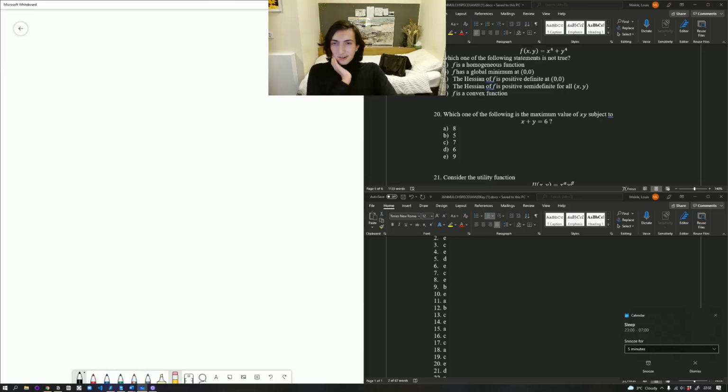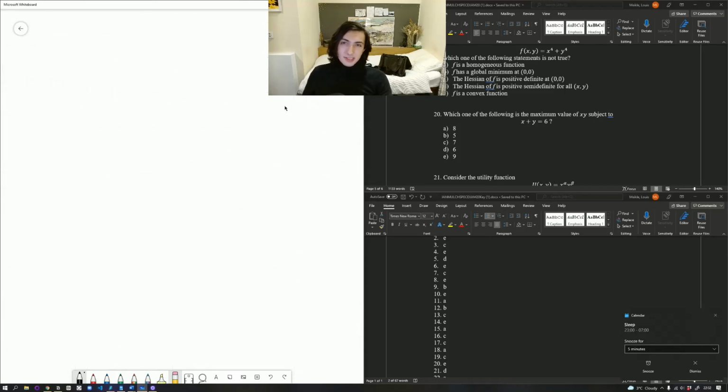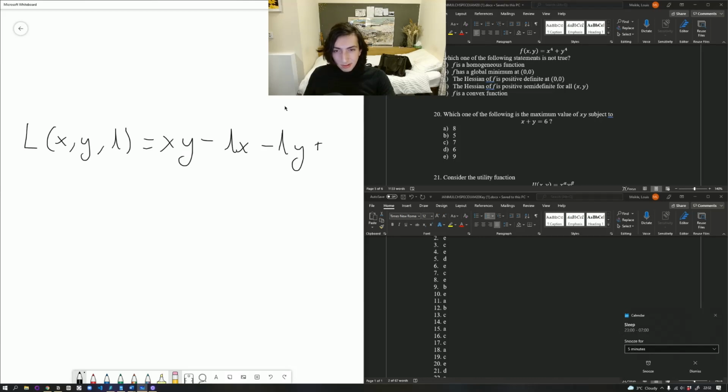I'm very sorry. Anyway, we're going to minimize this function with respect to the constraint x plus y equals 6. So L, the Lagrangian, is a function of x, y, lambda. This method should be baked in by this point. I don't expect most people to get this wrong, but I'm going through it for completeness' sake.